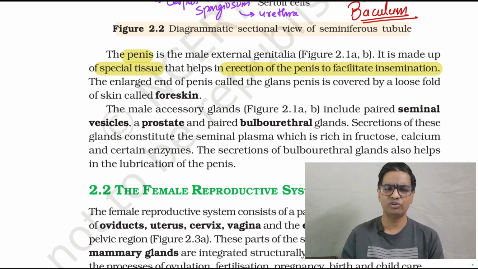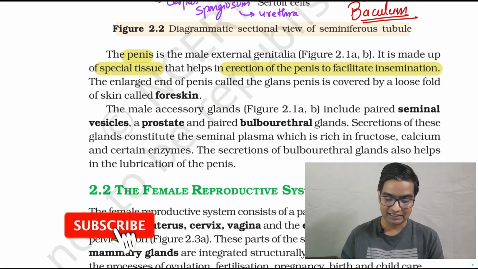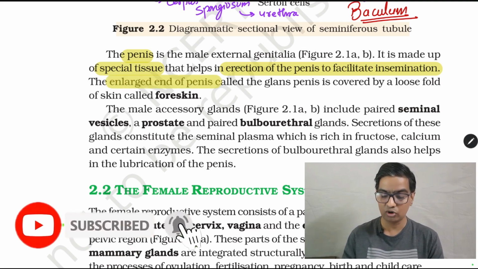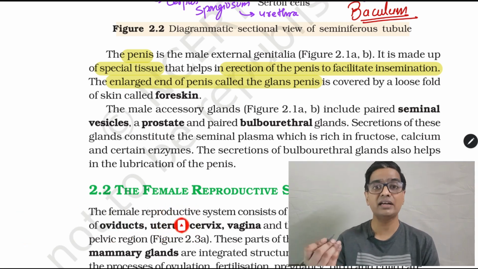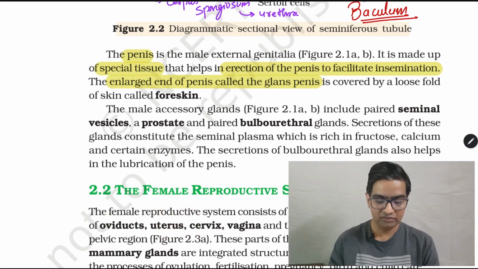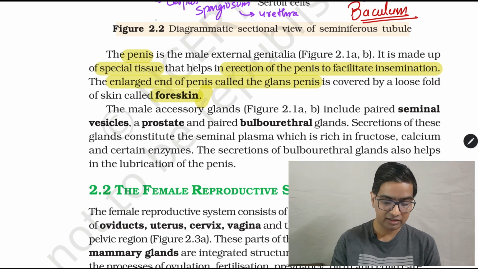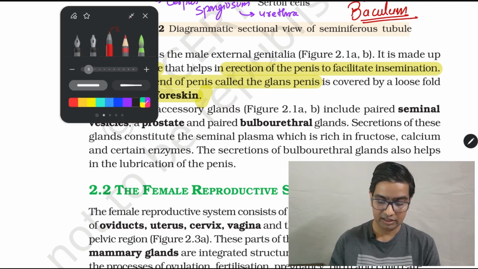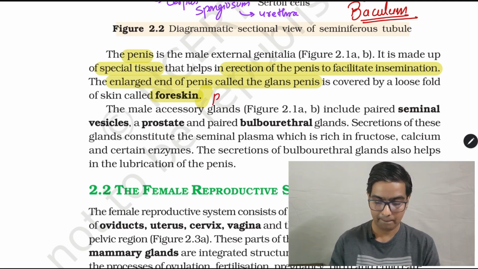And the last thing that you have to remember is that the anterior part of the penis is a little dilated. The enlarged part of the penis is called the glans penis, and it is covered by a loose retractile skin called the foreskin. The scientific term for foreskin is prepuce.